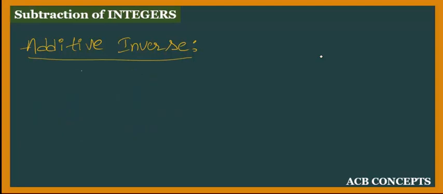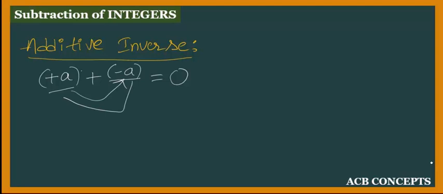Okay, I am taking plus a. What is the additive inverse of plus a? Write plus a plus dash is equal to 0. How much should we add to plus a to get 0? Here the answer is minus a. So plus a and minus a are additive inverses of each other. The additive inverse of plus a is minus a, and the additive inverse of minus a is plus a.